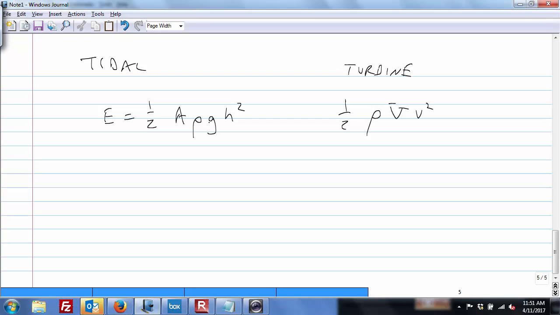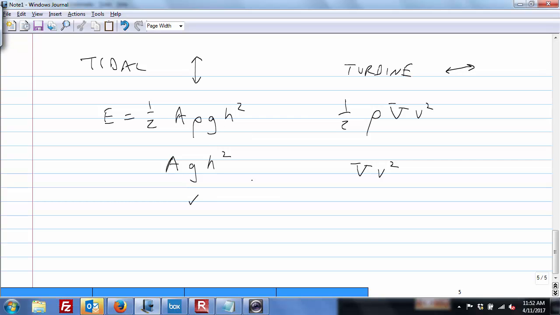Now in this case, the rho, so if we pull out the guts of this, A g H squared plays the same role as v squared. In the case of tidal, we're basically moving up and down. In the case of the turbine, we're moving right or left. So there's no gravity term in the turbine, whereas there is in tidal. That's one main difference.